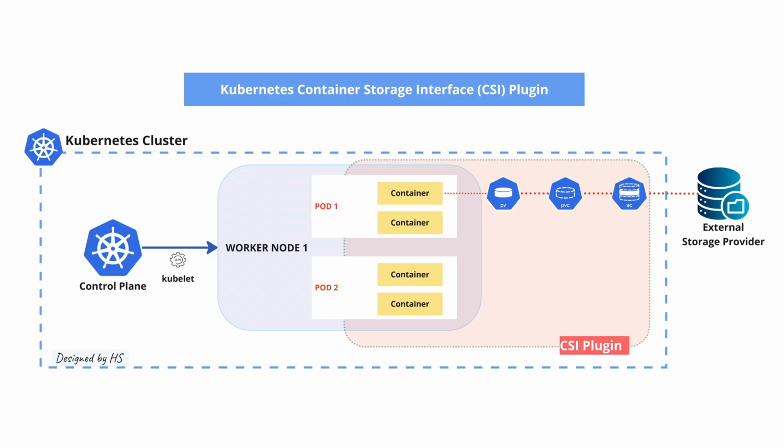Now storage vendors ship their drivers as standalone pods inside the cluster. Kubernetes just speaks to the CSI spec over remote procedure call, and the driver handles all of the vendor-specific heavy lifting. What does a CSI driver actually look like when it is running inside the cluster?